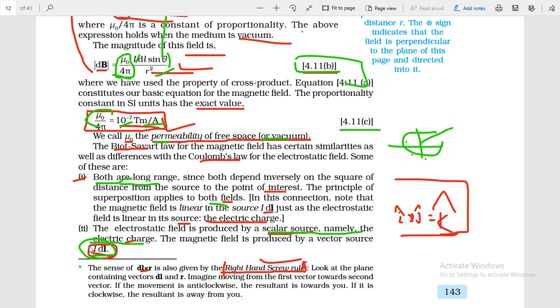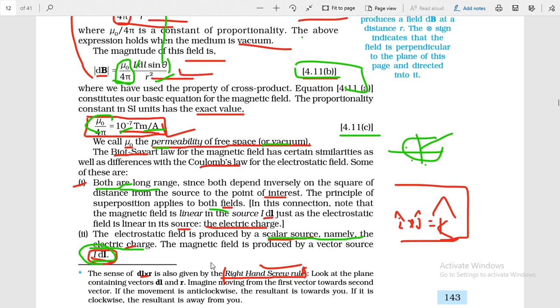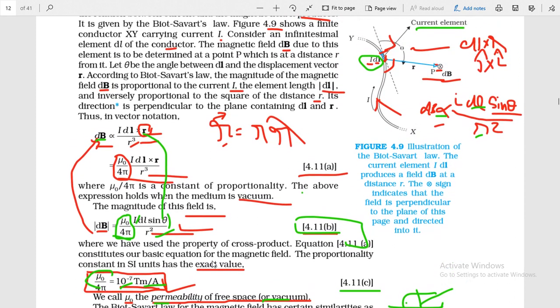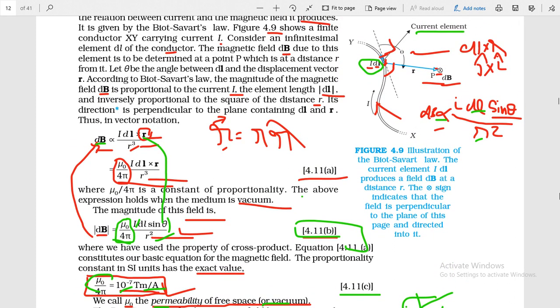So the electric field is a vector quantity. Now we have completed these similarities and differences between the electric field and magnetic field source. Now at point P, the magnetic field is given by the right hand screw rule.